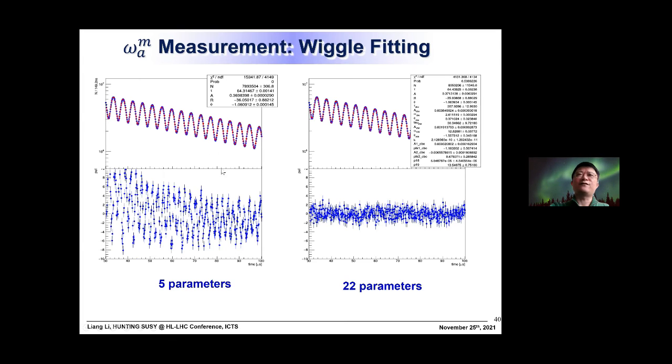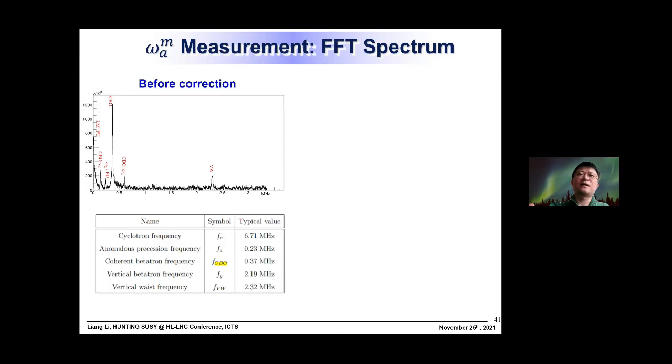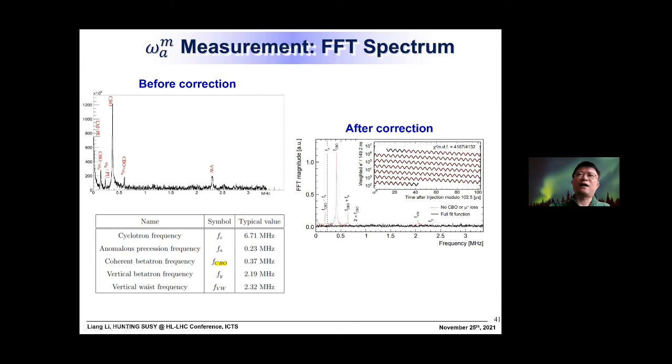So you can see after all the corrections, this is a residual pull. The pull becomes much smaller and then flat. So this improves our measurements. And then we also have a Fourier transform spectrum to see different effects there. And then after corrections, you can see it becomes flat as well.